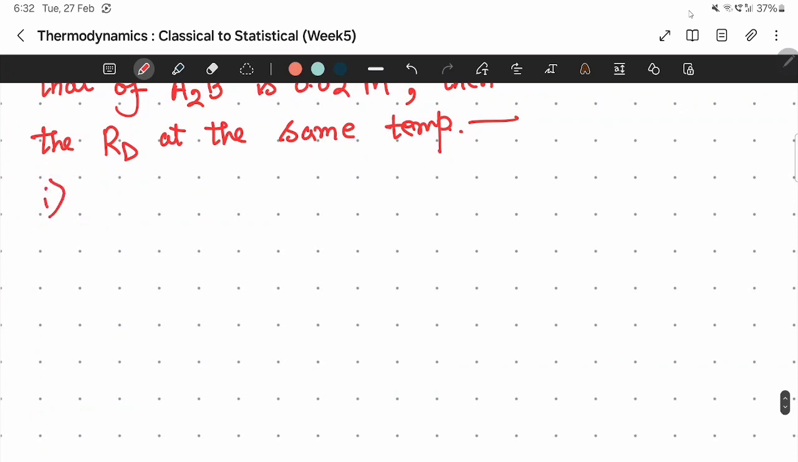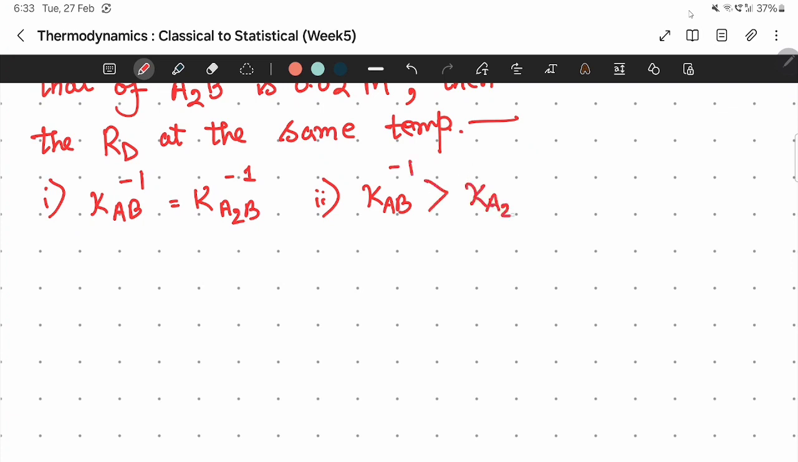There are 4 options. First one is kappa of AB inverse equals kappa of A2B inverse. Second option is kappa of AB inverse is greater than kappa of A2B inverse. Third option is kappa of AB inverse is less than kappa of A2B inverse. The fourth one is can't be predicted.